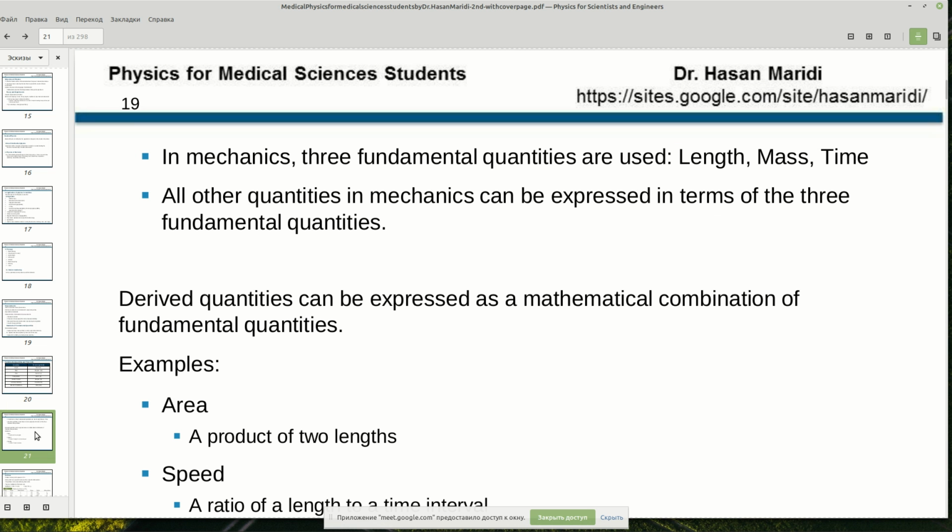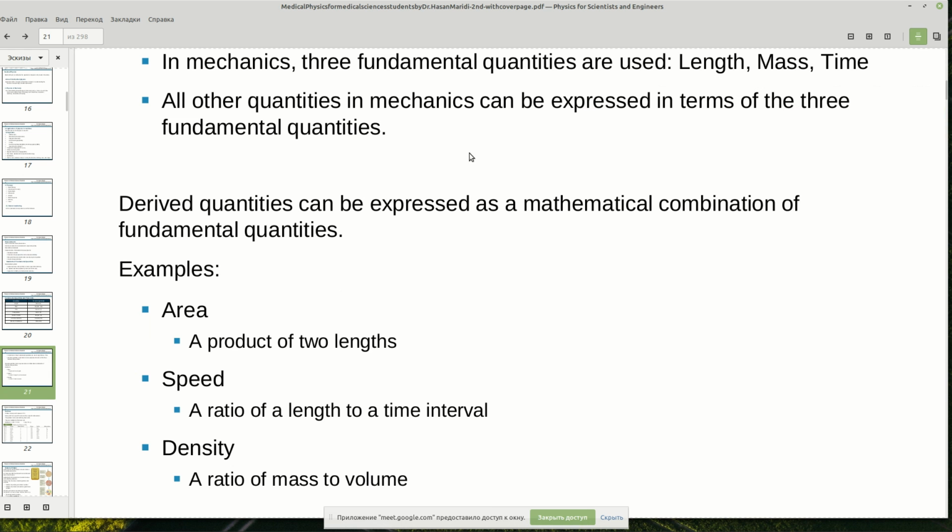Yeah, okay. In mechanics, 3 fundamental quantities are used: length, mass, and time. All other quantities in mechanics can be expressed in terms of the 3 fundamental quantities. Derived quantities can be expressed as a mathematical combination of the fundamental quantities. Example, it's the area. An area is the product of 2 lengths of the body. Yes, if you have a squared body, for example, you have a product.